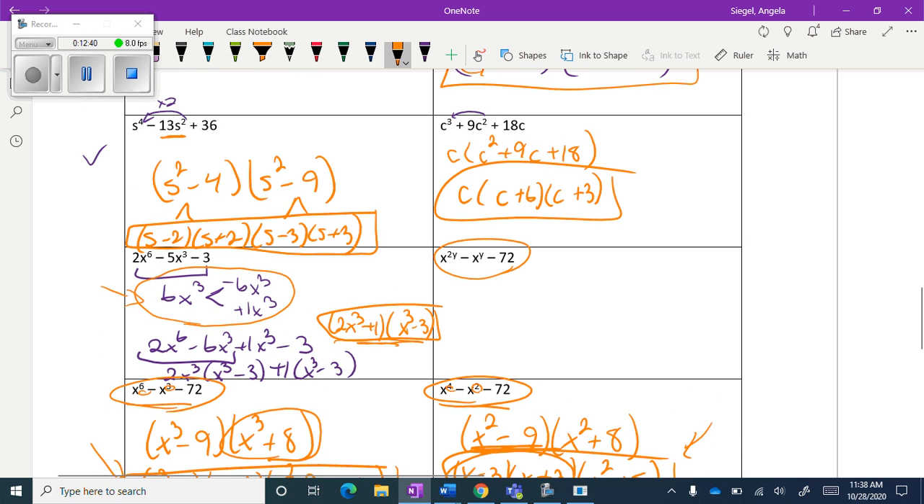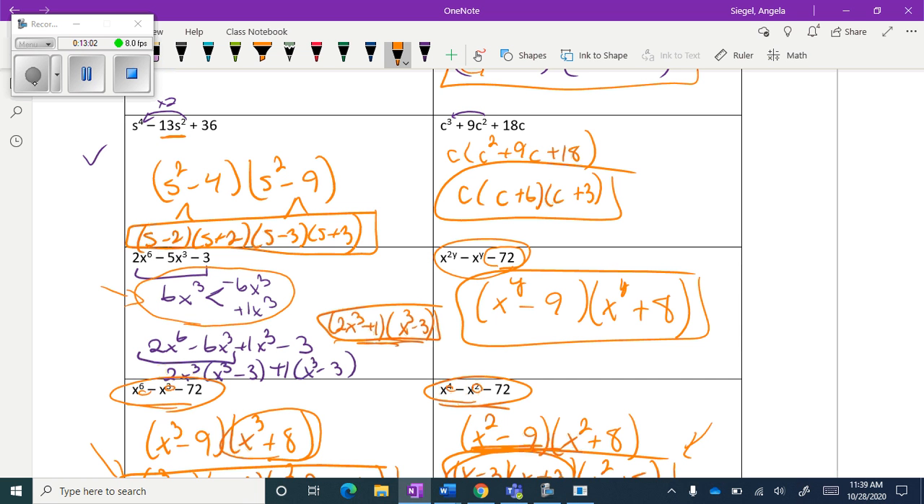Okay, so for this last one, notice that this is doubled. So I'm going to factor it into x to the y and then x to the y. And so I have the same, negative 72. So it's going to be a negative 9 plus 8, and that's it. So don't let these variables, the weird ones, kind of flip you out. It's just fine. And we are done.